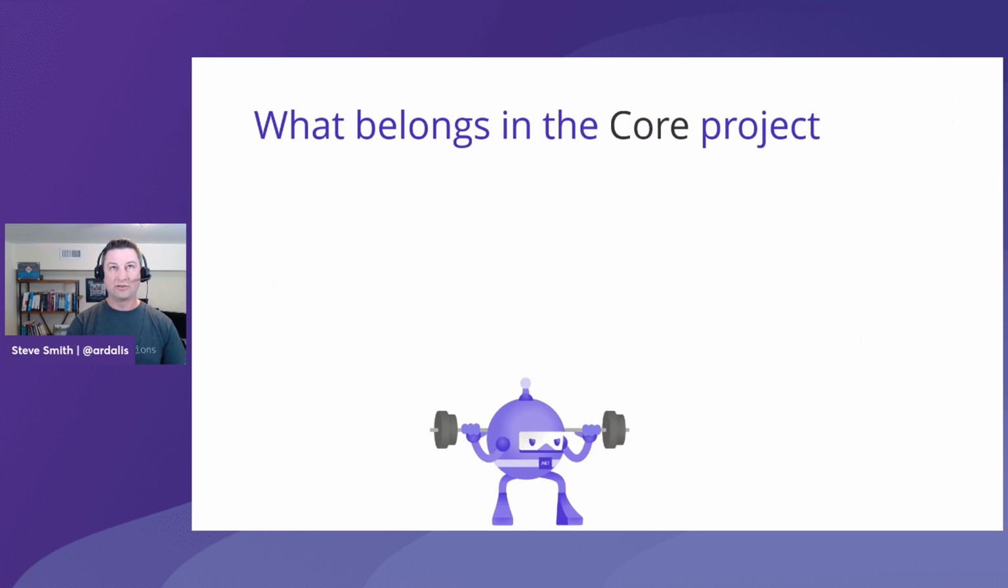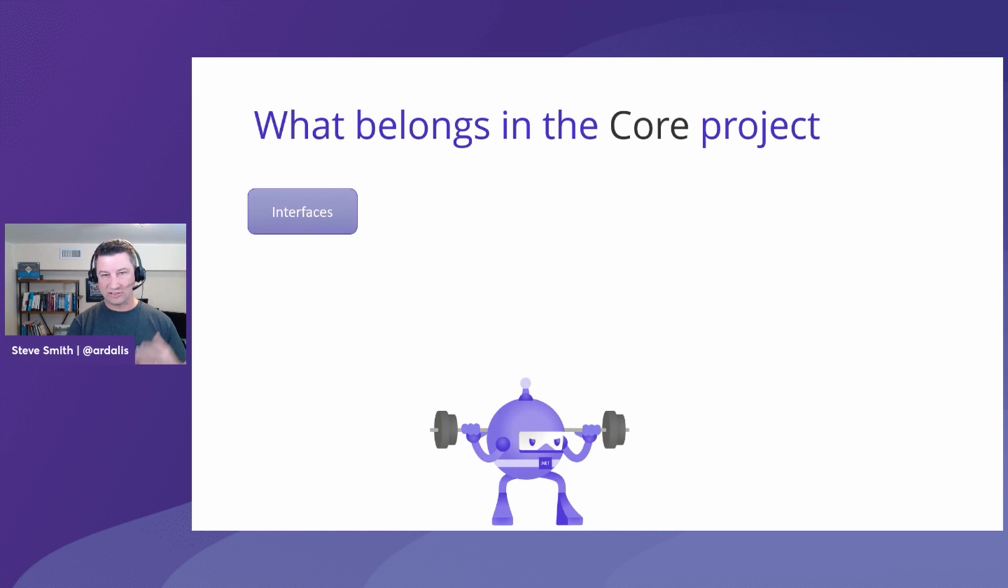Okay, so what belongs inside that core project? And in just a second, we're going to look at some code, so you'll be able to see this a little more concretely. But sort of abstractly in general, these are the kinds of things you're going to find inside that core project. The first one is going to be interfaces.